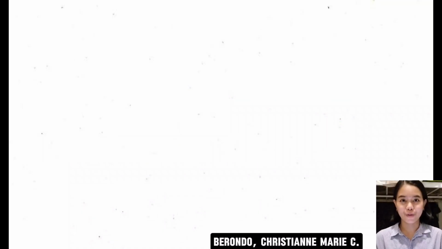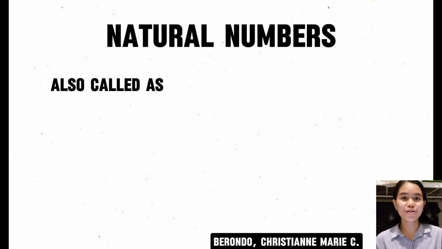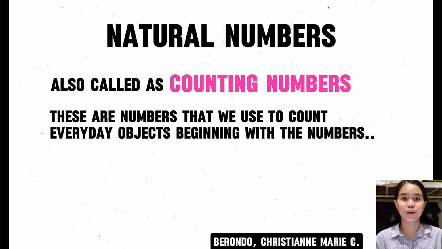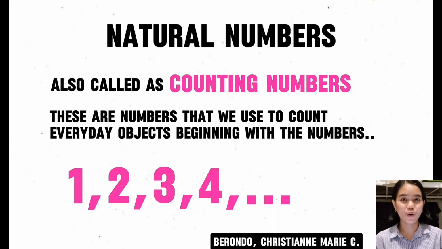Let's start with natural numbers, also called counting numbers. These are numbers that we use to count everyday objects, beginning with 1, 2, 3, 4, and so on. They are symbolized by the letter N.